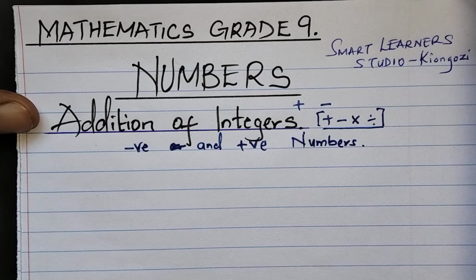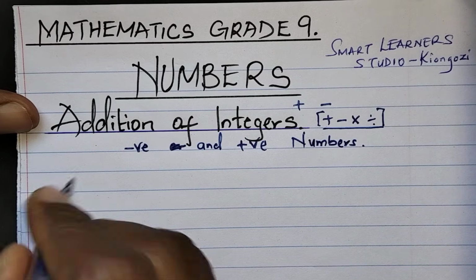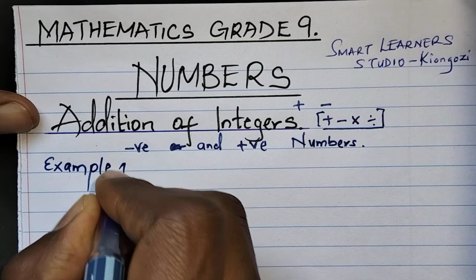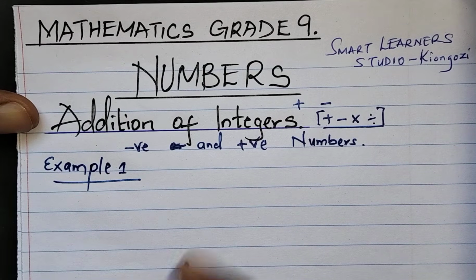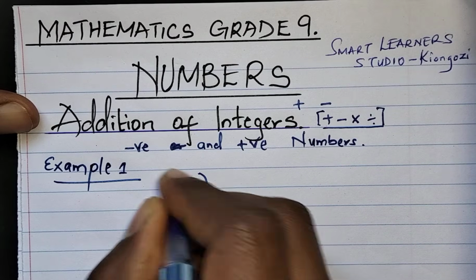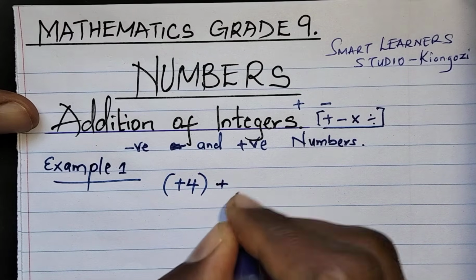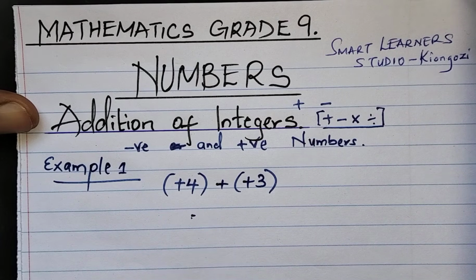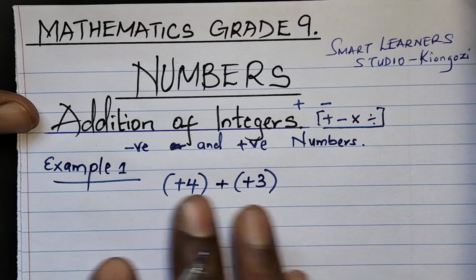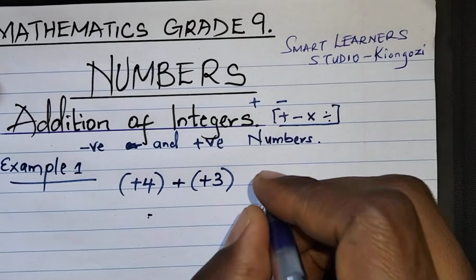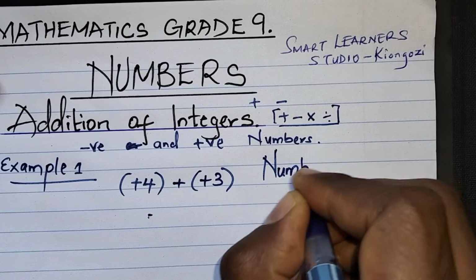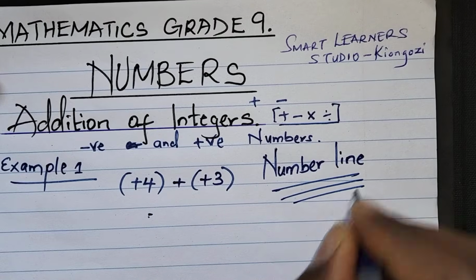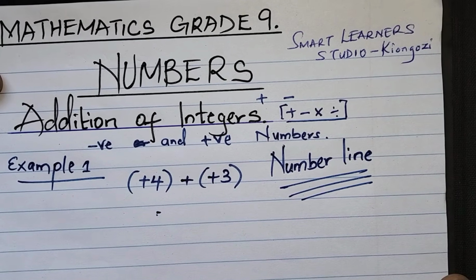Now, let us give an example. First example on addition. Example 1: positive 4 in brackets plus positive 3 in brackets. We are adding two positive integers. I want us to be using a number line. There are many approaches, but the number line is the most appropriate for these examples that I will be giving you.